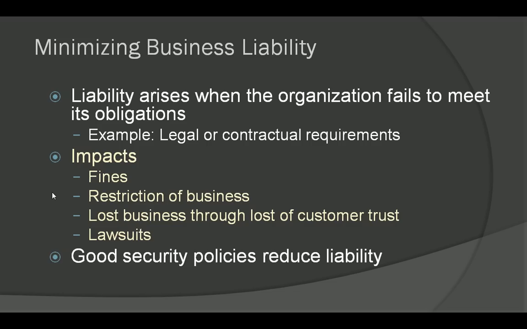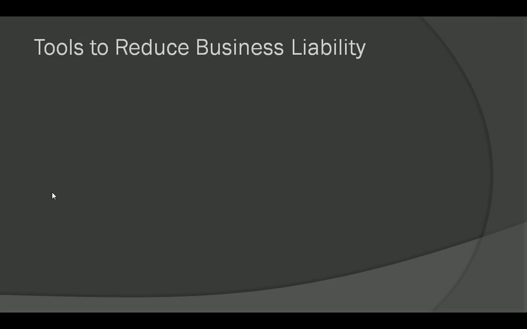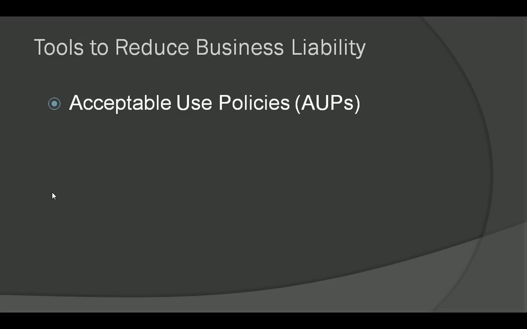So good security policies are going to reduce all these liabilities. Some tools to reduce business liability are acceptable use policies, which we're going to talk about in much more detail later on. That basically establishes with employees what their responsibilities are, and it helps us establish the separation of employee versus company.